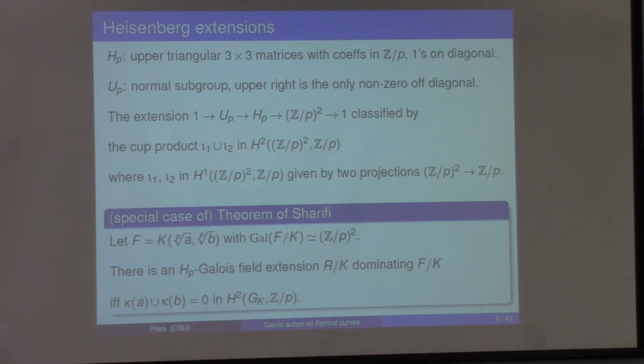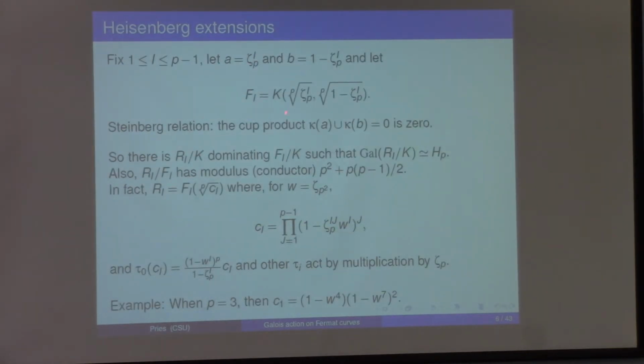So it turns out that using the extensions that we had before, we can make Heisenberg extensions. And the way is to take A to be the pth root of unity to some power, and B to be 1 minus that pth root of unity to the same power. So these fields here are then subfields of the field L we talked about before. There's something called the Steinberg relation, which says that in this case, the cup product is 0. And so it's possible to make a field extension dominating this one, whose Galois group is the Heisenberg group. So from these elementary abelian p-group extensions, we can dominate them by Heisenberg extensions.